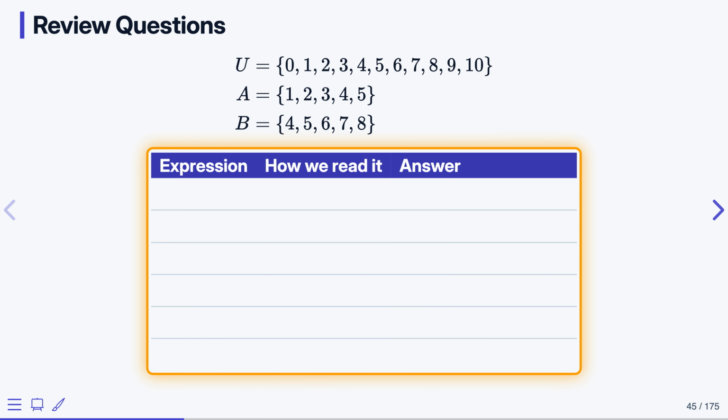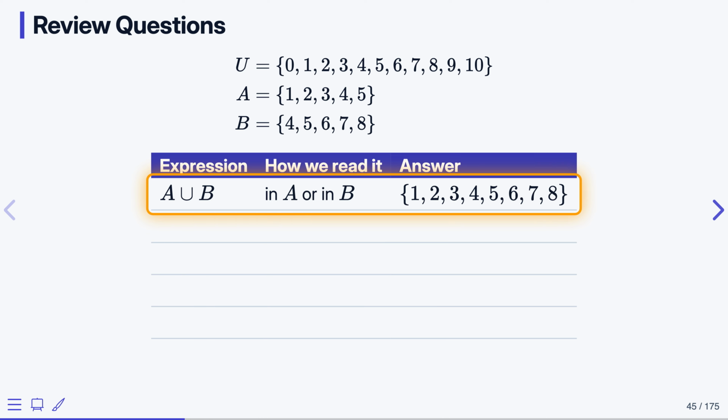Let us practice all four operations on one example. The universe U is the whole numbers 0 through 10. A is 1 through 5. B is 4 through 8. Line 1. A union B means in A or in B. Sweep both lists and drop the repeats. The answer is 1 through 8.